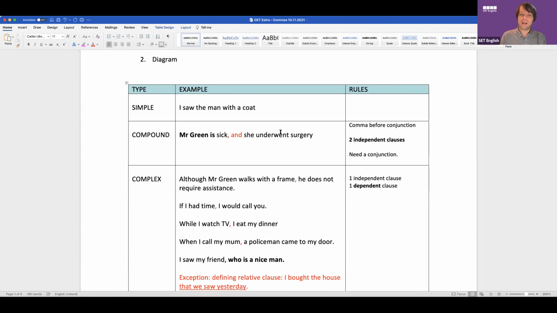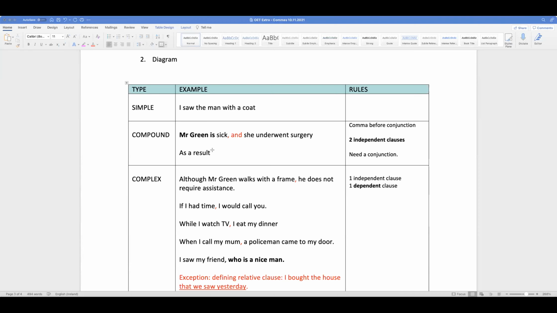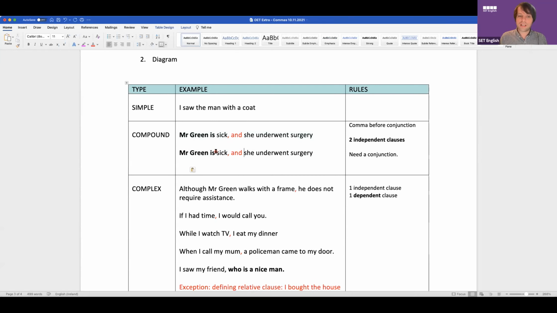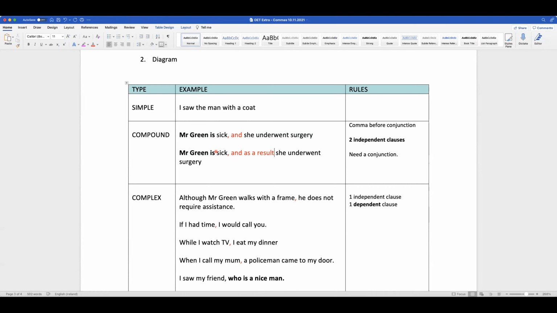What about if we said this? Mr. Green is sick, right? As a result, I want to put this into my sentence here. How can I do it? Where does it go? After "and"? After "result"? "And as a result, C underwent surgery." Okay, so it goes here, right? So what's the comma rule for that? There are actually two rules. Okay, so I think Paul would say something like this: "and as a result," right? Does that make sense? So just one comma.